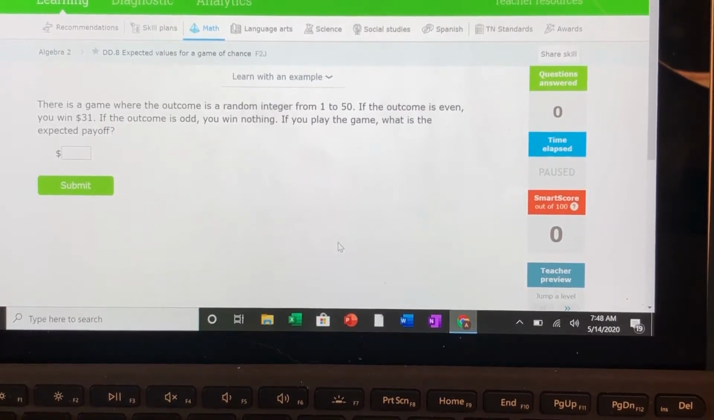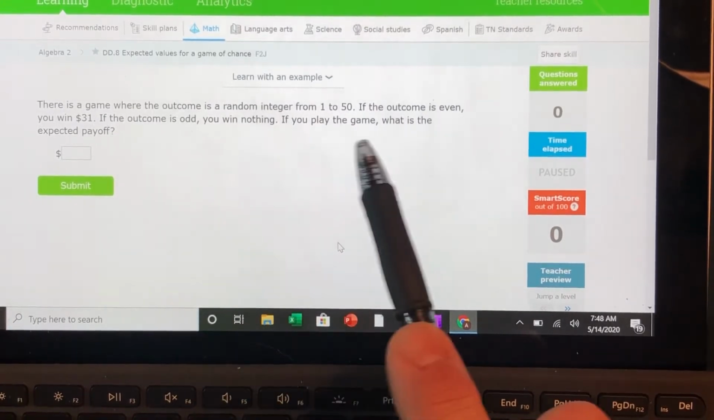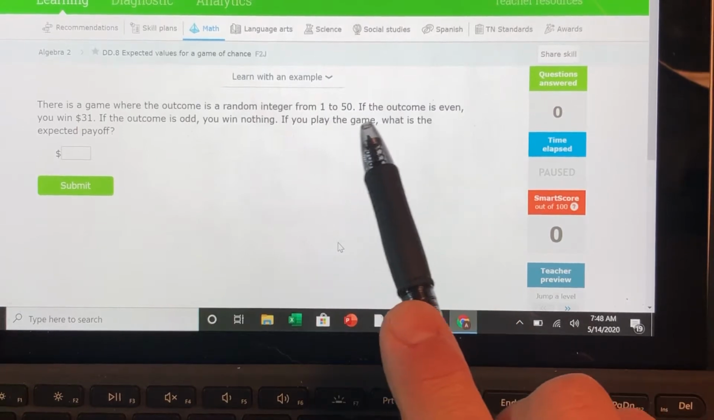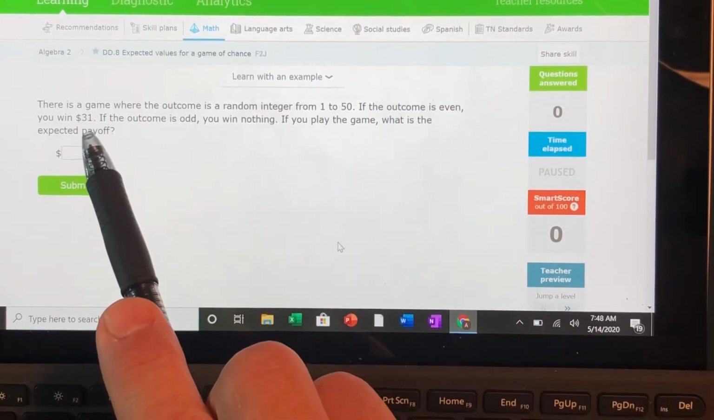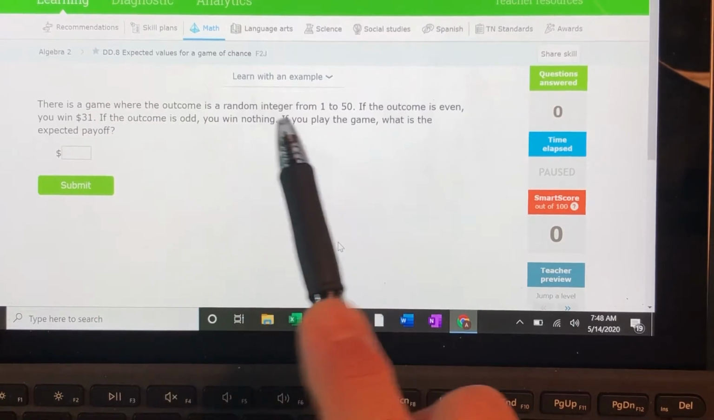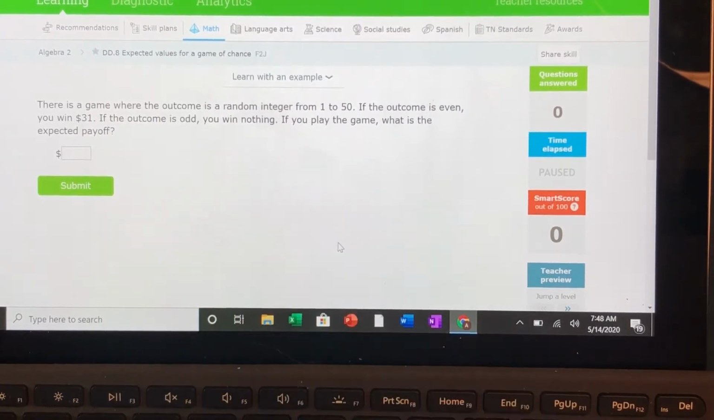So here we go. There's a game where the outcome is a random integer from 1 to 50. If the outcome is even, you win $31. If the outcome is odd, you win nothing. If you play the game, what is the expected payoff? Okay, so let's see. We either win or we lose. So how many even numbers are there from 1 to 50? 25. There's 25 odd numbers also. So there's a half chance that we win and there's a half chance that we lose.